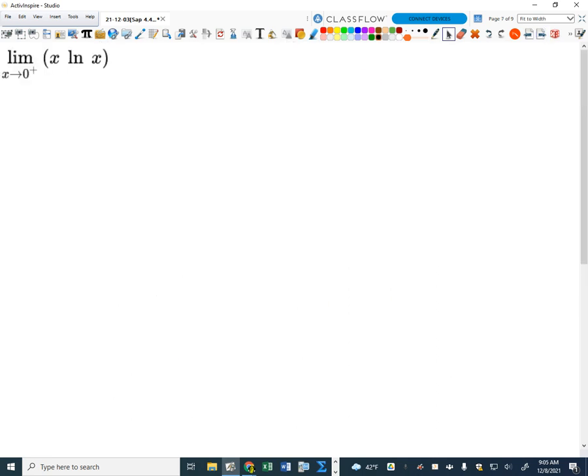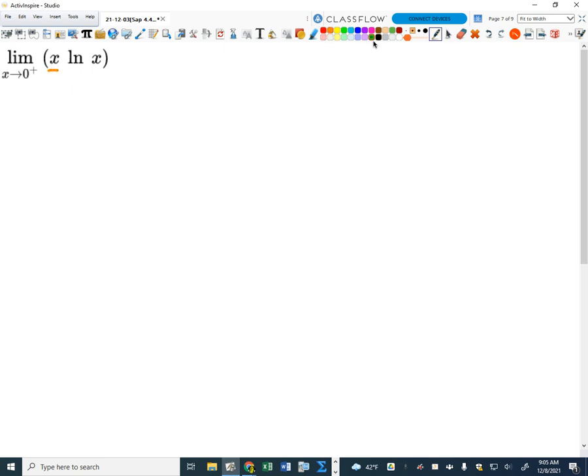Okay, what about one like this now? So here's an example where, if I evaluate that directly, this one does not appear to be, well, it's not immediately in the form 0 over 0 or infinity over infinity, but it's still indeterminate. If I try to evaluate this, let's break this into parts.